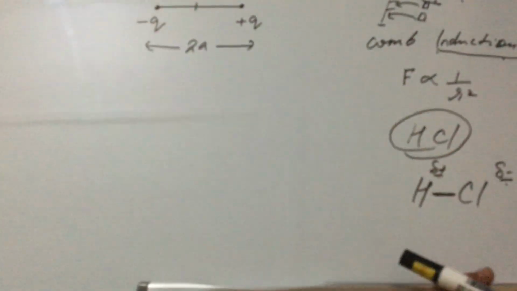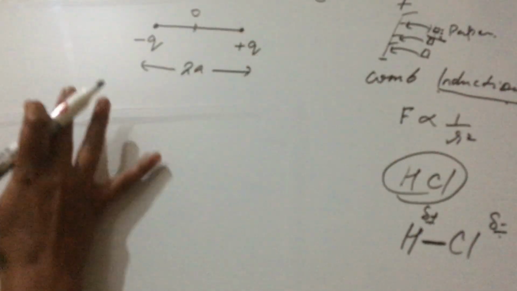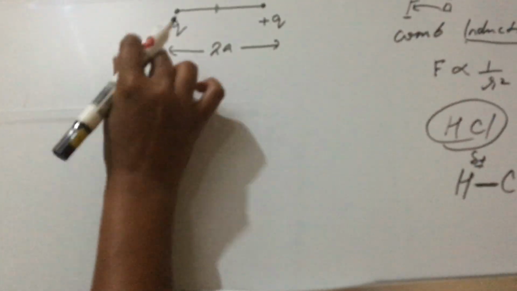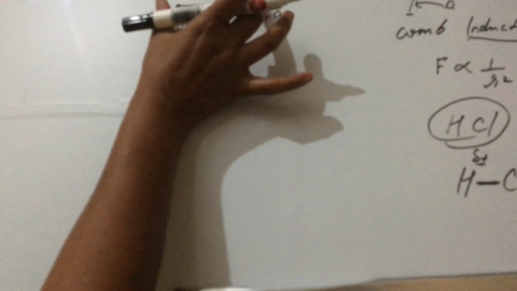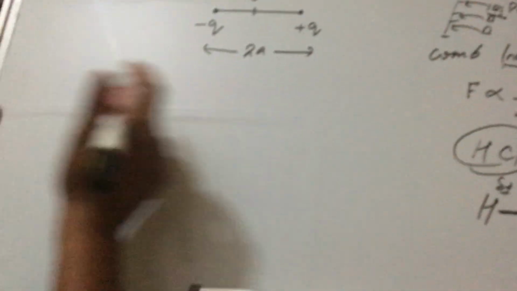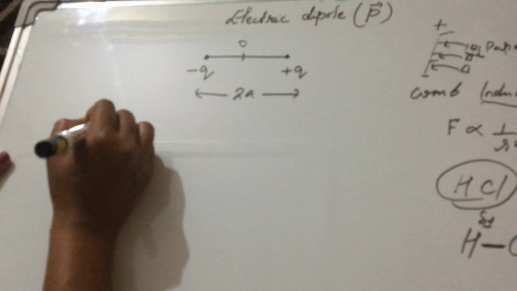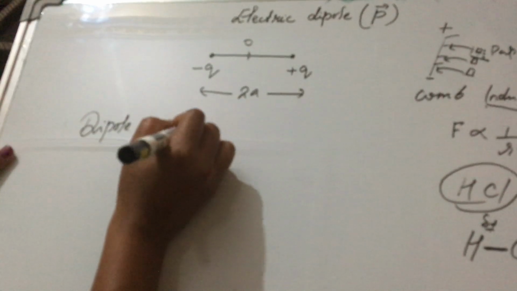Okay, so whenever there is a dipole, that means this type of system, with the dipole we associate one thing. So what is a dipole? A system of equal and opposite charges separated by a certain distance. Like this is a dipole, here also a dipole is formed. Now with the dipole there is one thing known as the dipole moment, which you need to know. Okay, now what is a dipole moment?